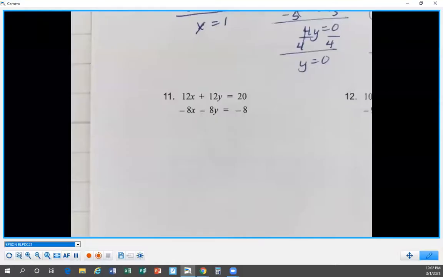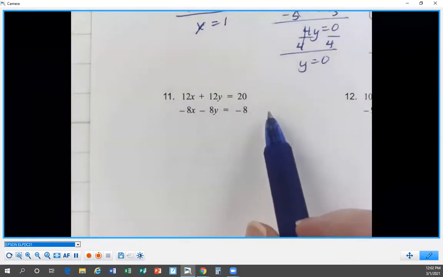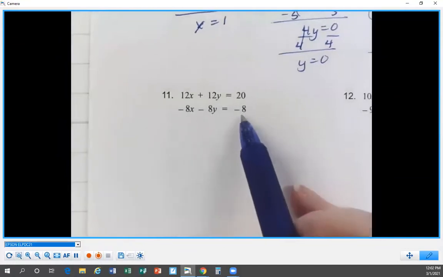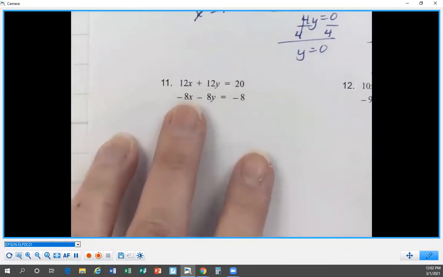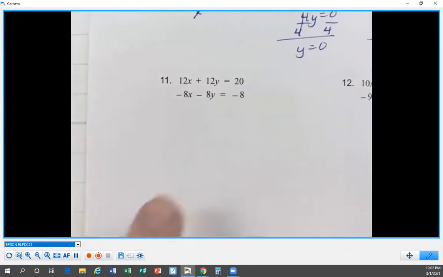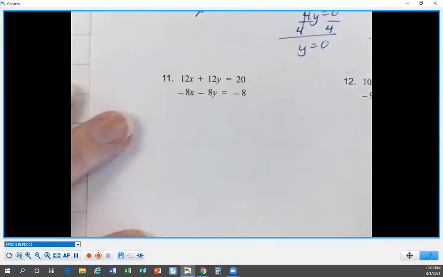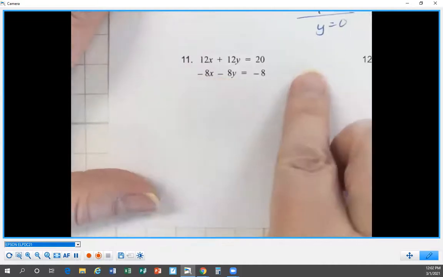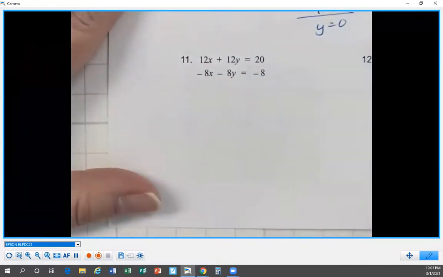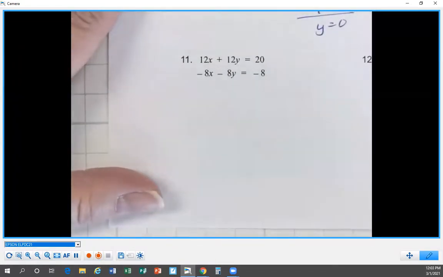All right, let's take a look at number 11. We have 12x plus 12y equals 20, negative 8x minus 8y equals negative 8. We can have a least common multiple of 24 for 8 and 12, so it doesn't matter which ones we cancel out. So first of all, let's notice they're both in standard form. So they're ready to go as far as finding a term to cancel out.